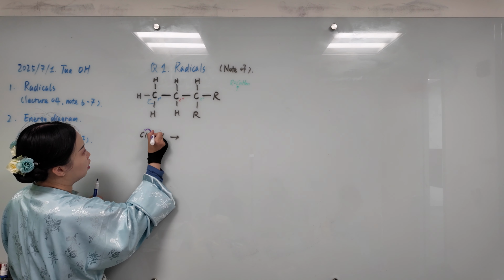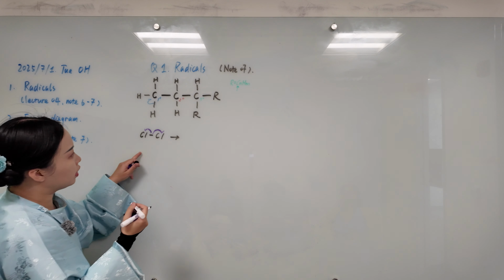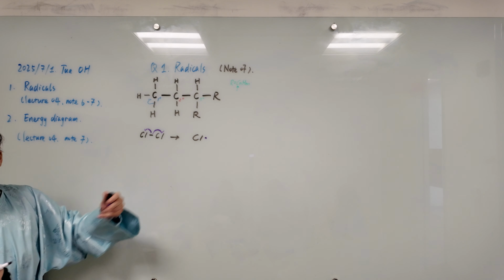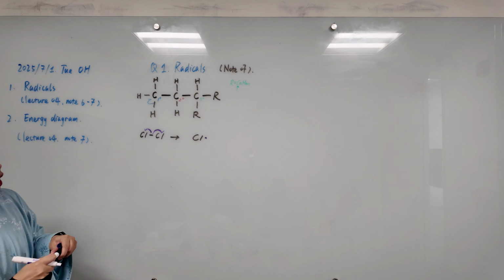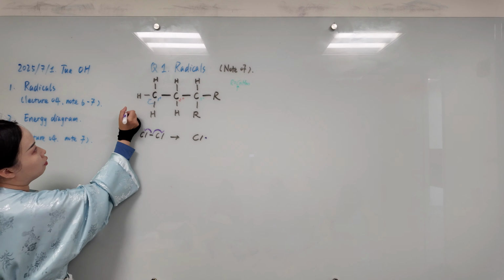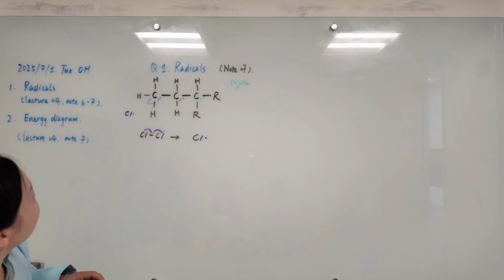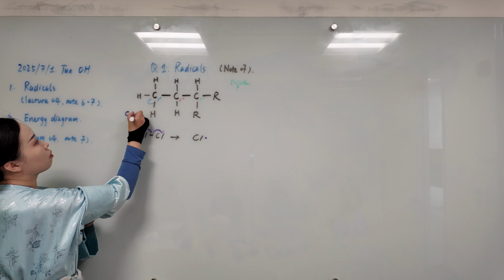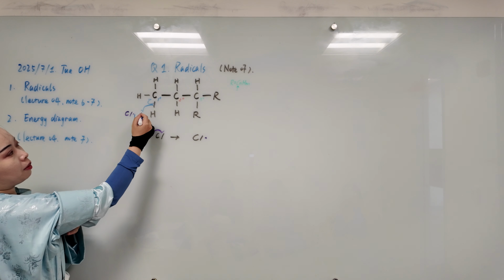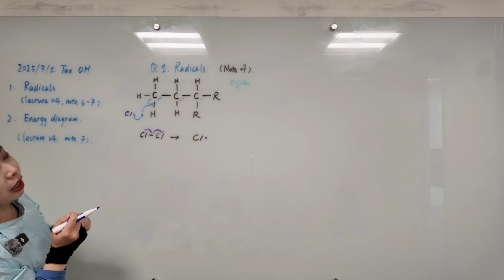Single-ended arrow. That's what you learned in the second part of today's lecture, right? We form a radical. That's a chlorine radical. So if we have a chlorine radical flowing around, what is it going to do? It's going to form a bond between hydrogen and chlorine, and this one will become a radical.